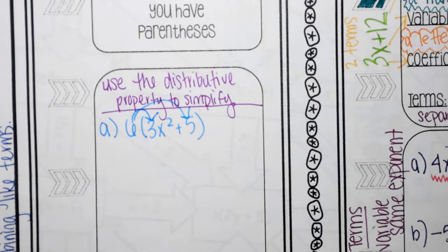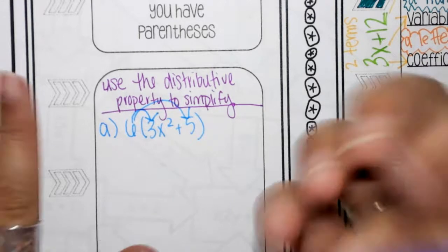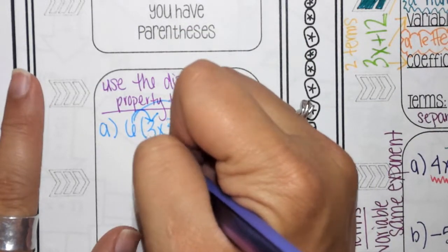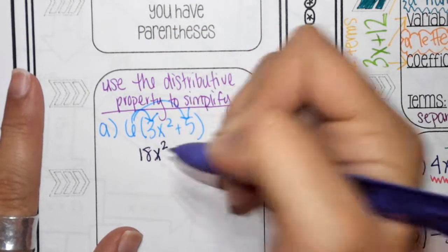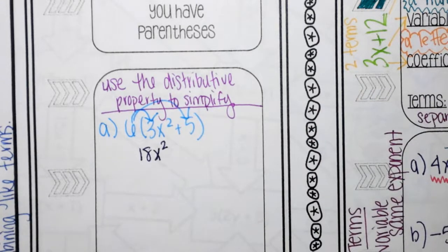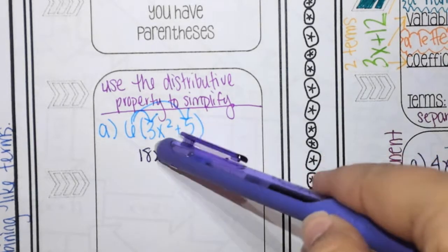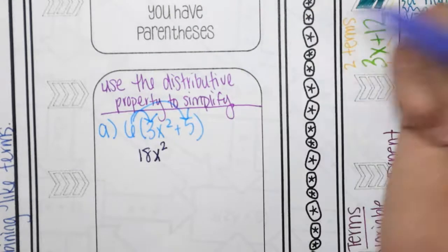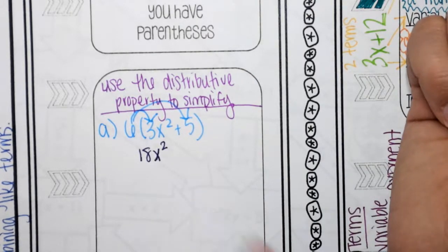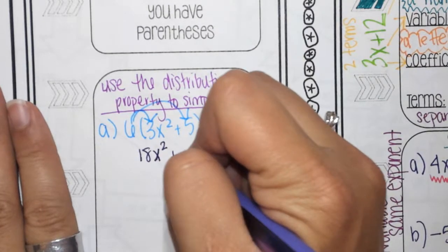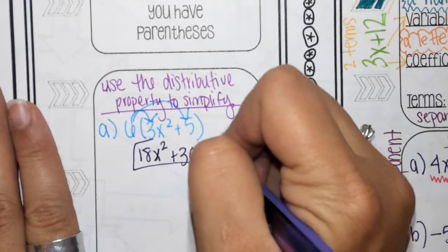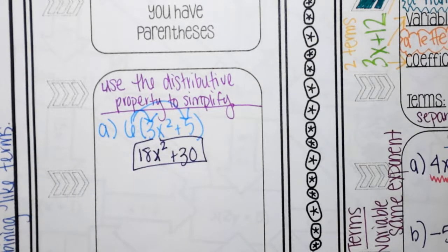What is 6 times 3x squared? 18x squared. Why did we not change our exponent? It's not power to power, it's just the coefficients, right? Alright, and then what's 6 times 5? Is it going to be plus 30 or minus? Boom, you're done. Isn't it lovely? Best thing I've ever seen in my life.